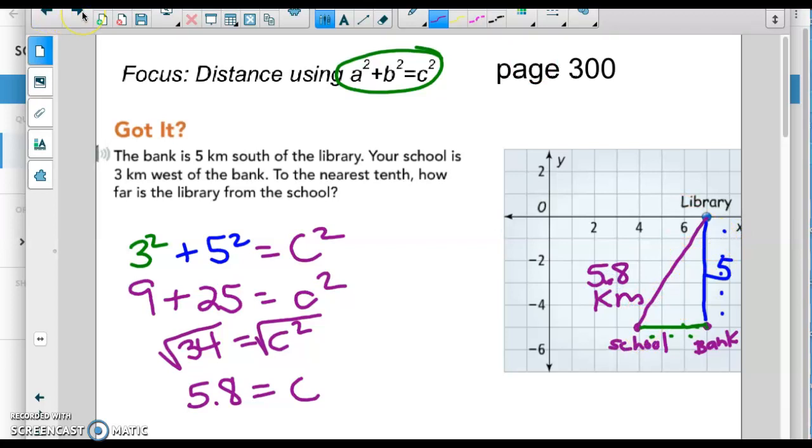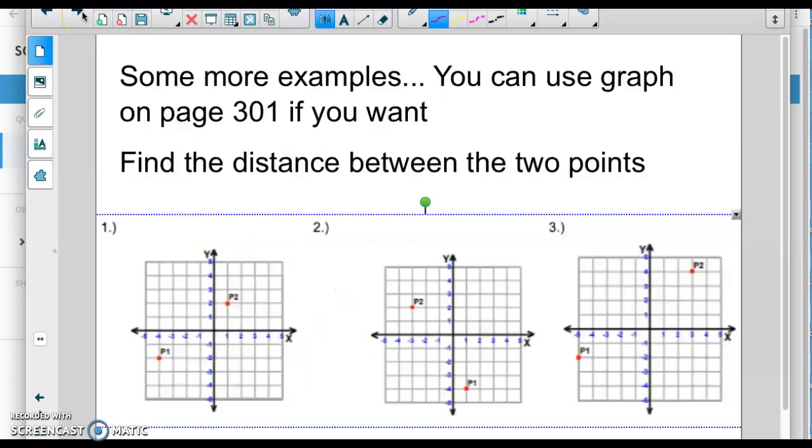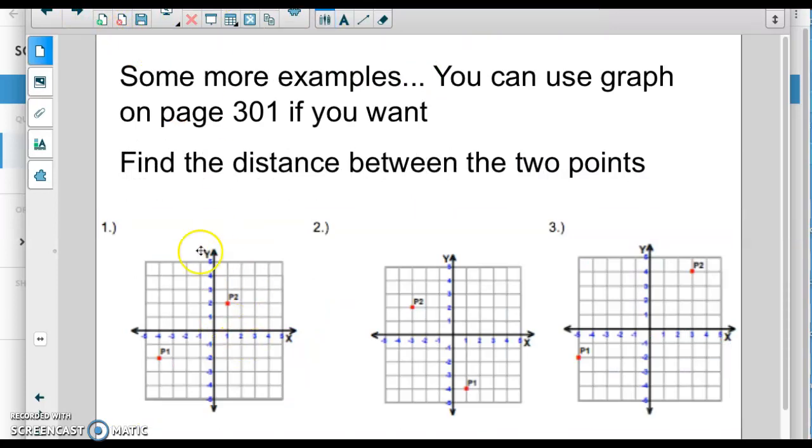Now let's say you're like, Miss Honor, I do not get this. Well, here's some more examples. I'm going to do one more with you, this example number 1. And then I'm going to say that you should pause it, and I'm going to pause it and work through the next 2. And you can just check your answers if you want, or not if you think you got it. So if you want to use the graph or the space on page 301, we are not doing that problem. So here we go.